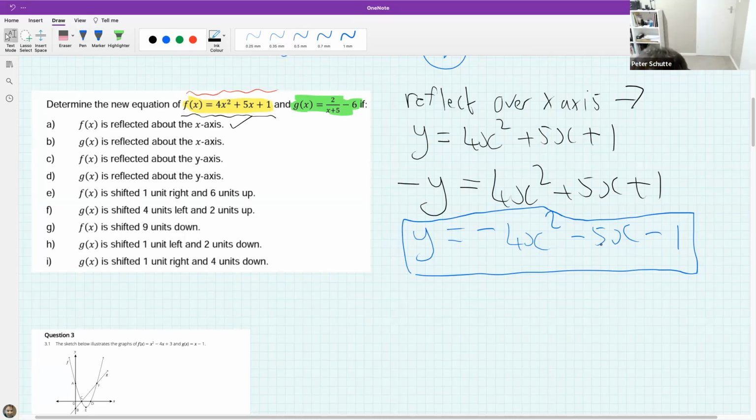Give me a thumbs up if you understand this idea of reflecting and then changing the sign in front of the opposite variable. Give me a thumbs down if it's a bit confusing to you. Okay. Now, I want you to try and do B all by yourself. I want to reflect the g of x about the x-axis. And I want to see if you can figure out what you need to do. I'll give you some time to apply that idea.